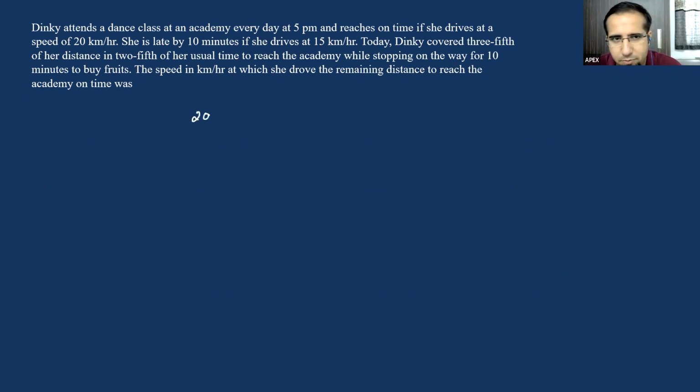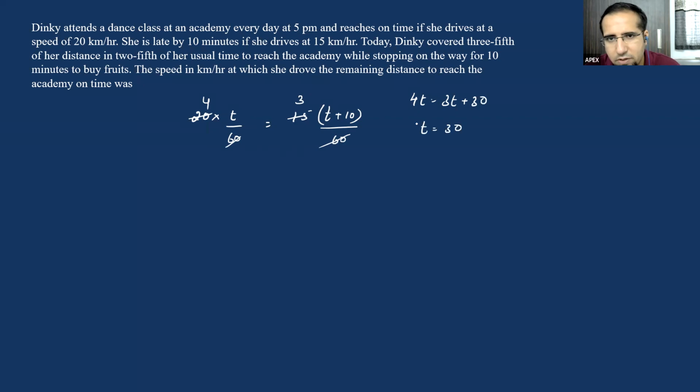So at 20 kilometers per hour, let's say the usual time is t minutes divided by 60, and at 15 kilometers an hour, the time taken is t plus 10 minutes divided by 60. So we cancel this. This is 5 4s are, this is 5 3s are. So we have 4t is equal to 3t plus 30, or the value of t is equal to 30. So the usual time to reach office is going to be 30 minutes.